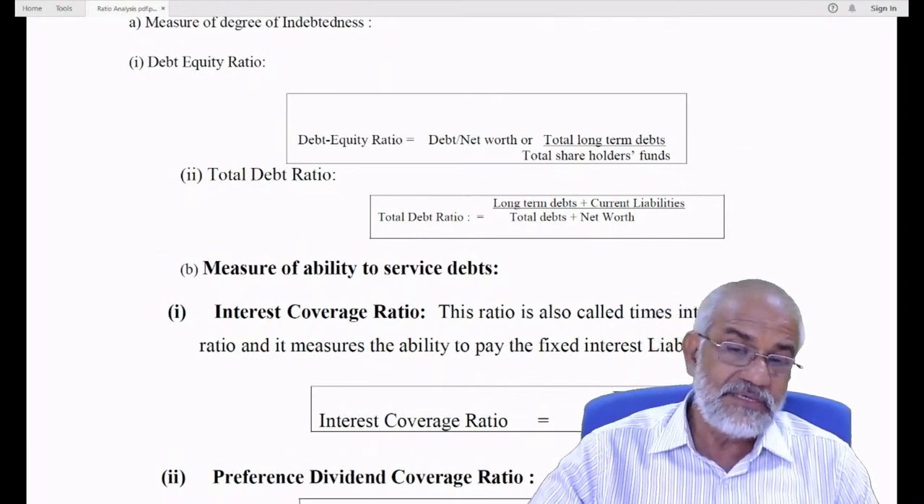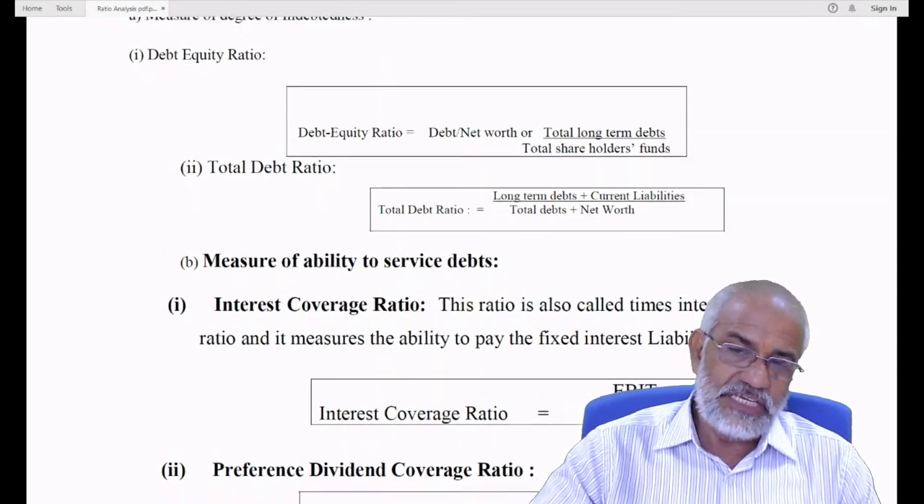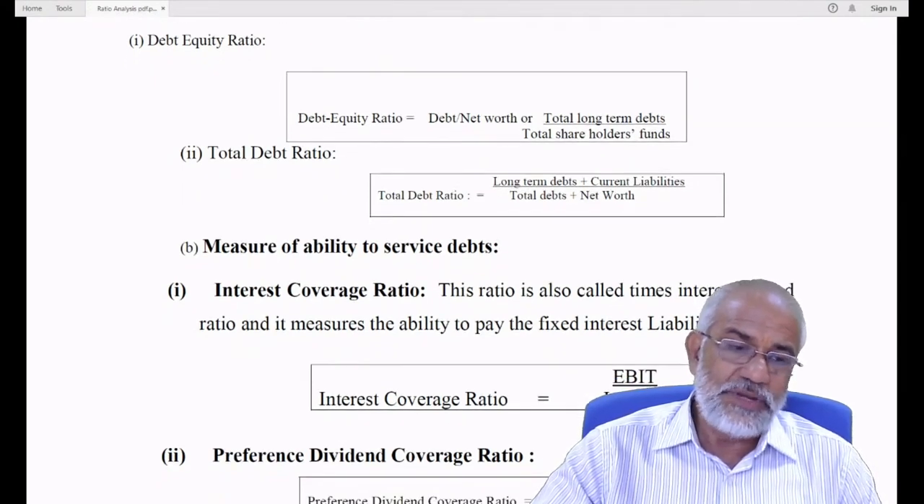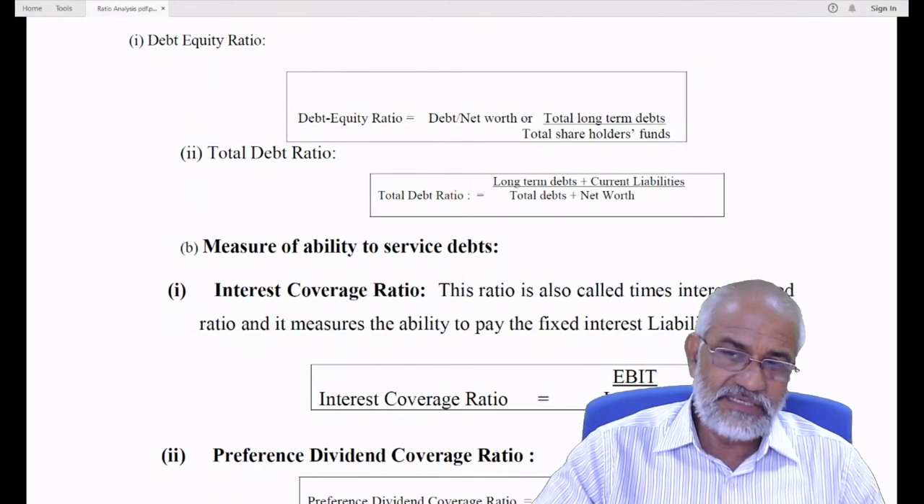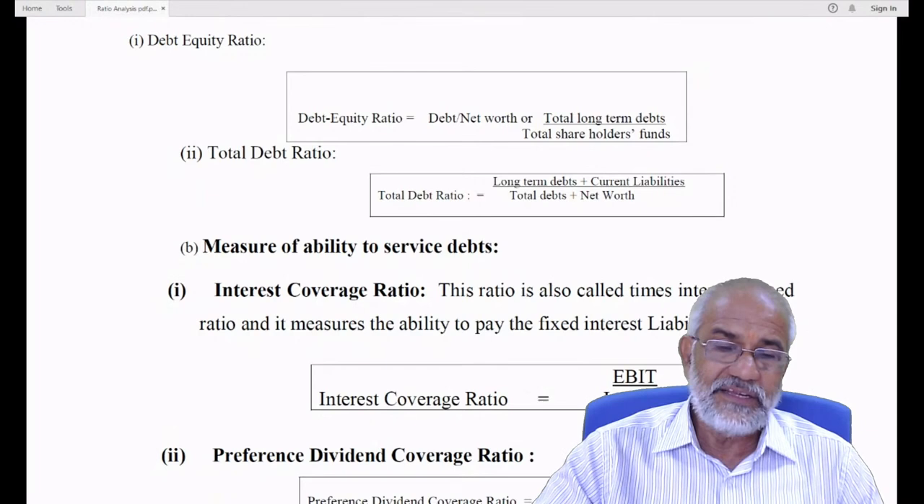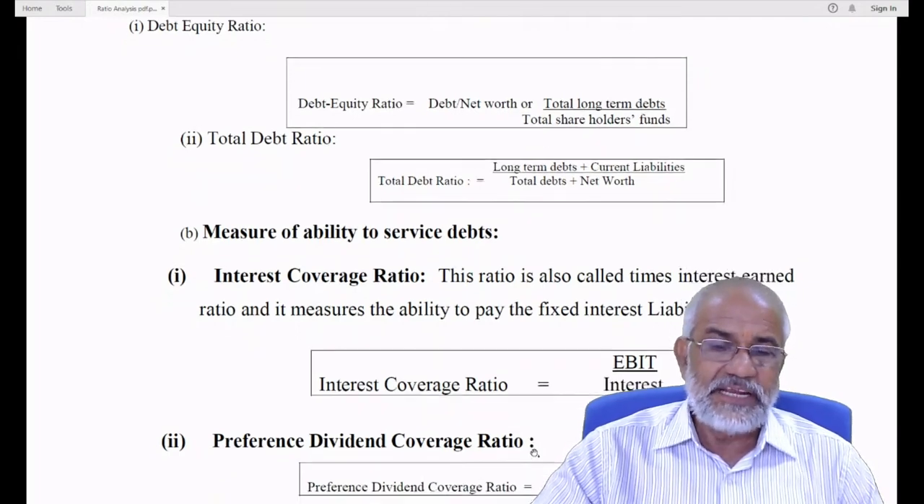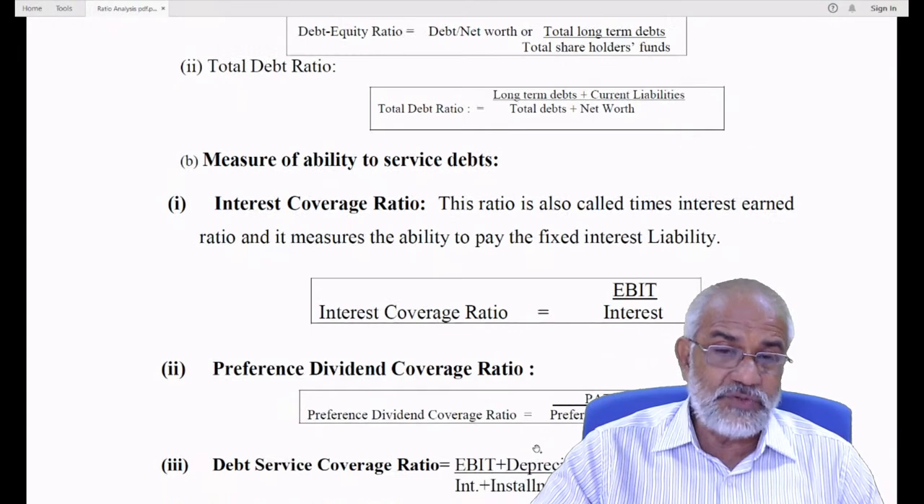The ratio is expressed in times. So how many times the organization's EBIT is covering the interest component against the different debts taken by the organization. Then the second one is the preference dividend coverage ratio.